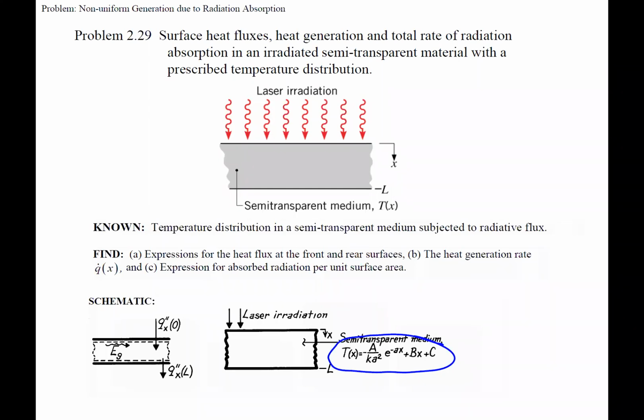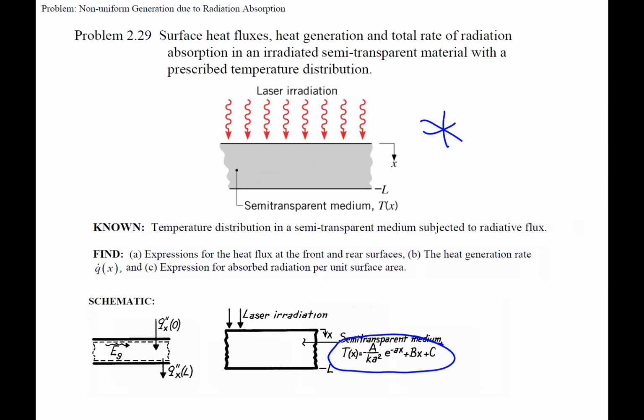For this situation, radiation absorption in the material is manifested by a distributed heat generation term, q dot as a function of x. And then they give us this schematic right here. And then part A, obtain expressions for conduction heat fluxes at the front and rear surfaces. Part B, derive an expression for q dot as a function of x. In part C, derive an expression for the rate at which radiation is absorbed in the entire material per unit surface area. Express your result in terms of the known constants for the temperature distribution, the thermal conductivity of the material, and its thickness. All right.